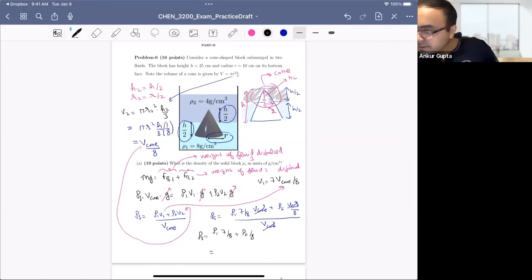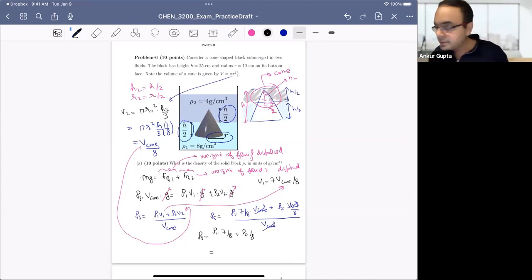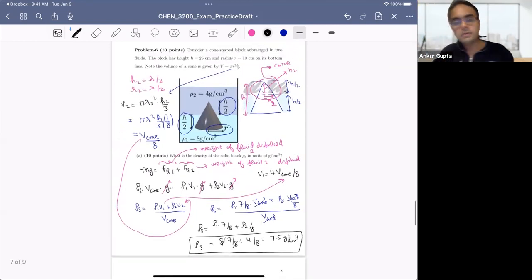And so rho 1 is 8 grams per centimeter cube, and then rho 2 is 4. So this is 8 times 7 by 8 plus 4 by 8. So this becomes 7 plus 0.5, so this is 7.5 gram per centimeter cube. So my rho S is 7.5 gram per centimeter cube.